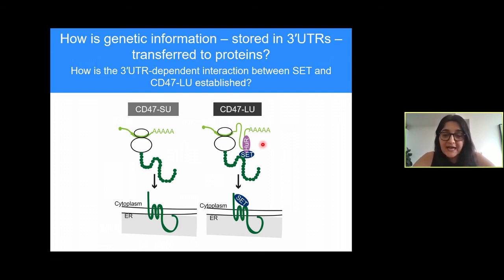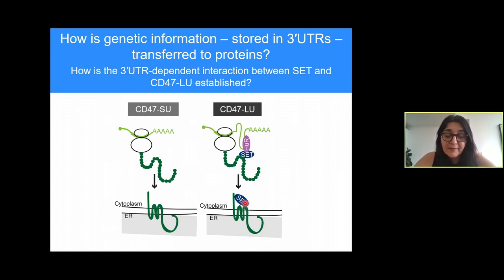And the next question we had was, how is this information that is stored in 3'UTRs actually transmitted to proteins? The equivalent is, the information in the coding region is translated by the ribosome into the amino acid sequence. So what would be the equivalent of the ribosome for the 3'UTR? In the case of CD47, that's actually pretty straightforward because we know about SET. SET is first associated with the 3'UTR, and later SET binds to the protein. So basically, we can reduce this really big question into a very simple question, which is, how is SET transferred from the 3'UTR to the protein?